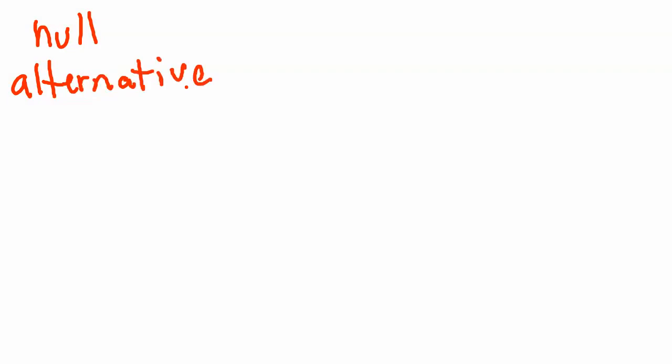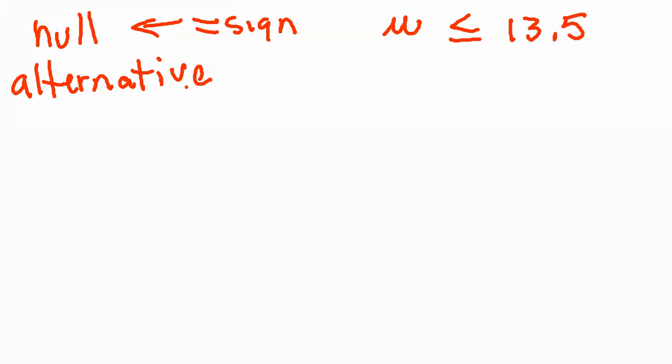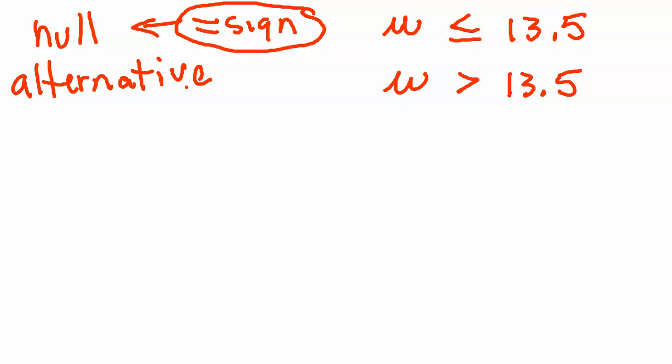So first you decide your claim and put that into math symbols. The null has the equal sign. So the mean is less than or equal to 13.5 is the null, and the alternative is greater than 13.5. They're opposite. So once you get one, the other one's opposite. And all you have to remember is the null has the equal sign. So the alternative never has the equal sign.